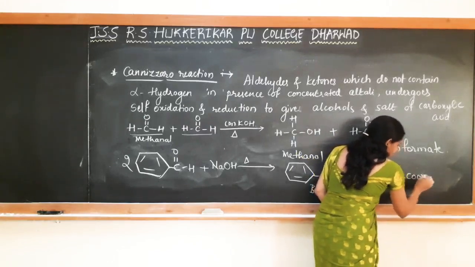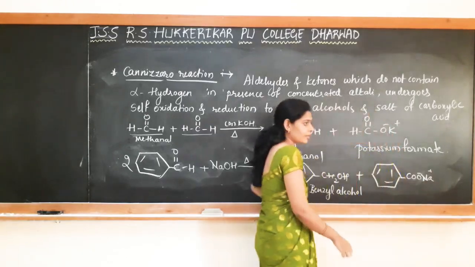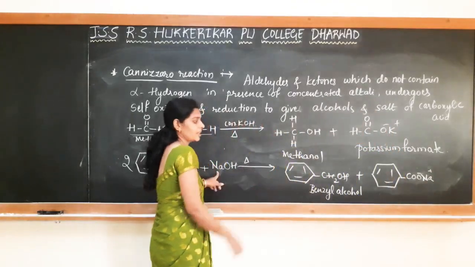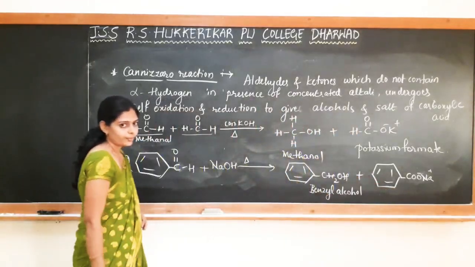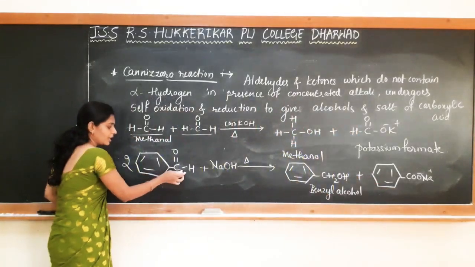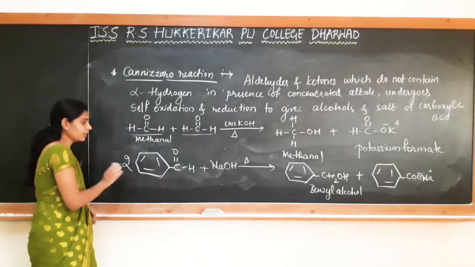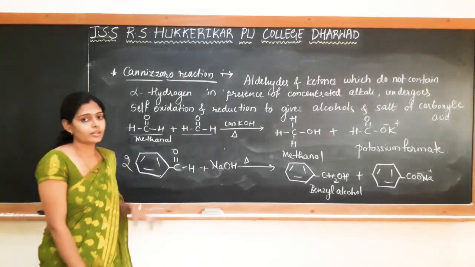Benzoic acid is the oxidized form. In the presence of sodium, it forms a salt. So sodium benzoate is the other oxidized product. Here there is no alpha hydrogen. So this is about the Cannizzaro reaction.